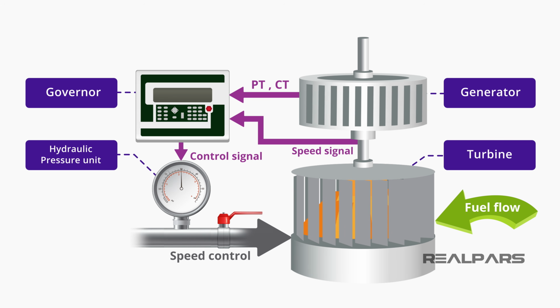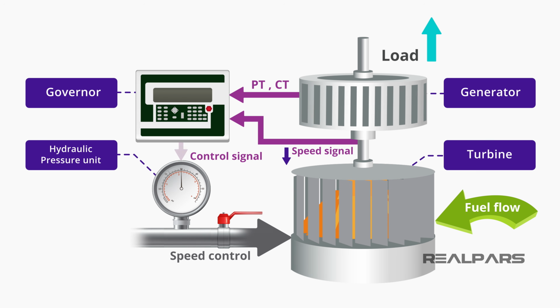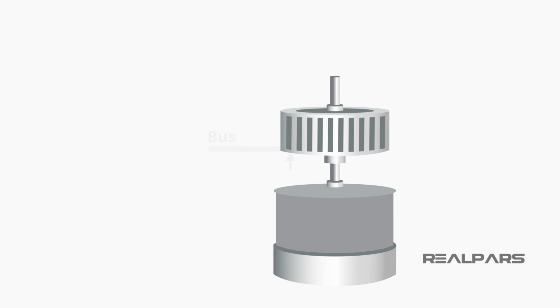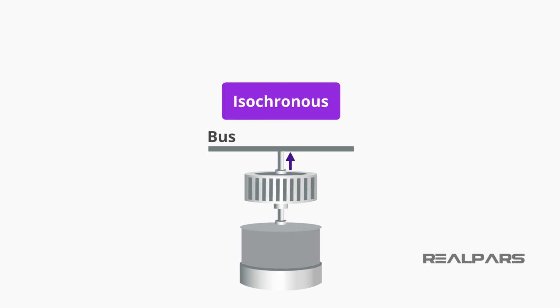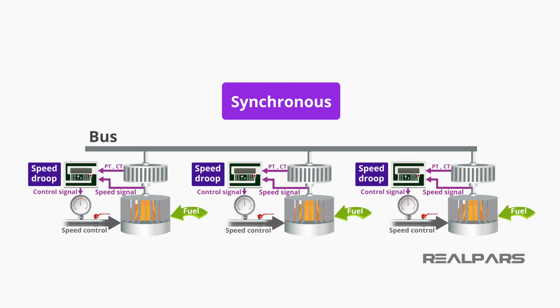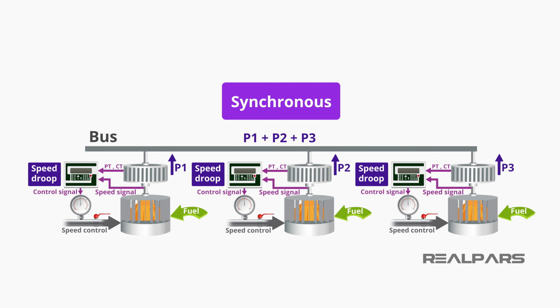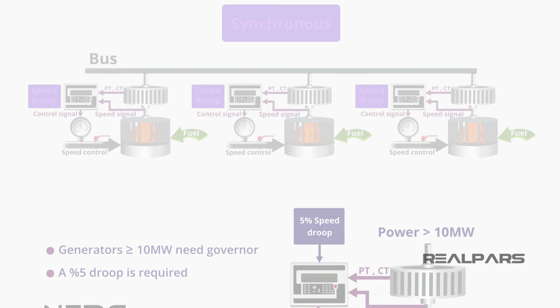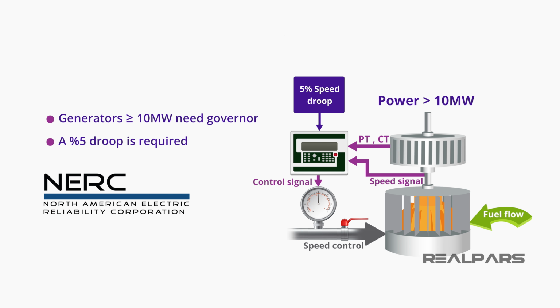Let's wrap up and summarize what we've discussed today. A speed governor is needed to respond to load demand variations as well as for protection. Isochronous generators work on a single bus. Synchronous generators allow for multiple generators to feed one bus. Speed droop allows generators to be paralleled to a common grid. Speed droop lessens the response to load variations and creates stability. The North American Electric Reliability Corporation, or NERC, regulates governor reliability.